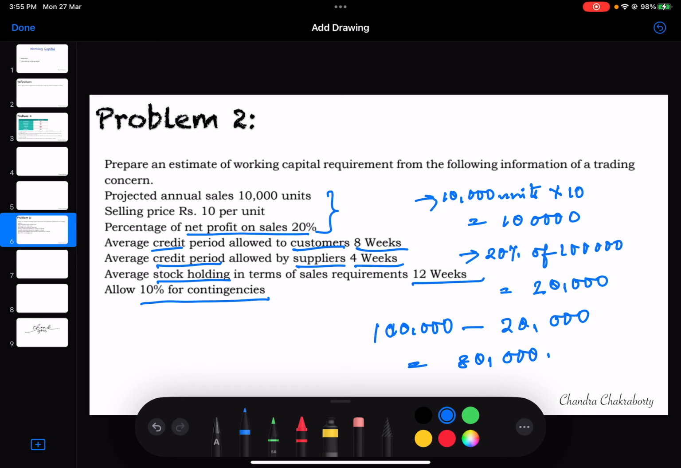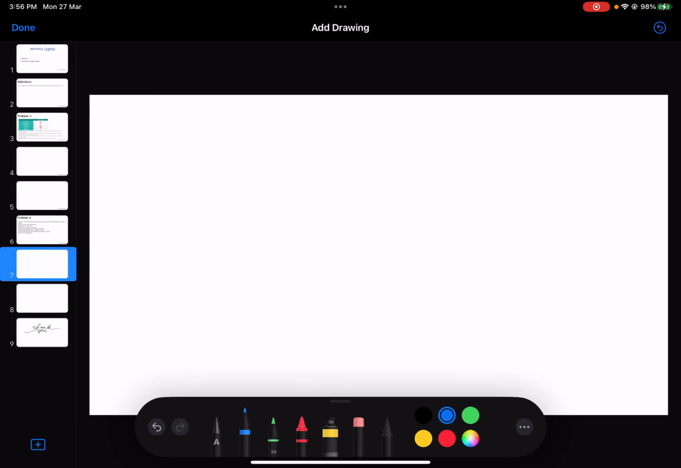First, 10,000 units are being projected as annual sales, right? So the selling price is 10 per unit. So of course for 10,000 units, it will be total 1 lakh. Now the net profit on sales is 20%, right? So that means they are selling it at a profit. So 20% of 1 lakh is 20,000. Now deduct 20,000 from 1 lakh. This will give you the cost 80,000. Okay. So now all the calculations will be done on the basis of 80,000. Okay. So now let's proceed.